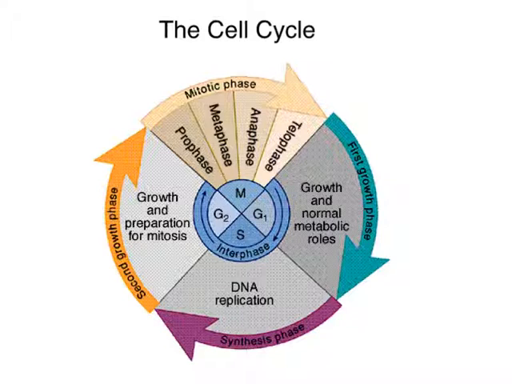G2 is the second growth phase. It's another period of growth. It gets the cell ready for mitosis, but it also allows the cell to perform its usual duties. Again, if it was a liver cell, it would perform liver cell duties.